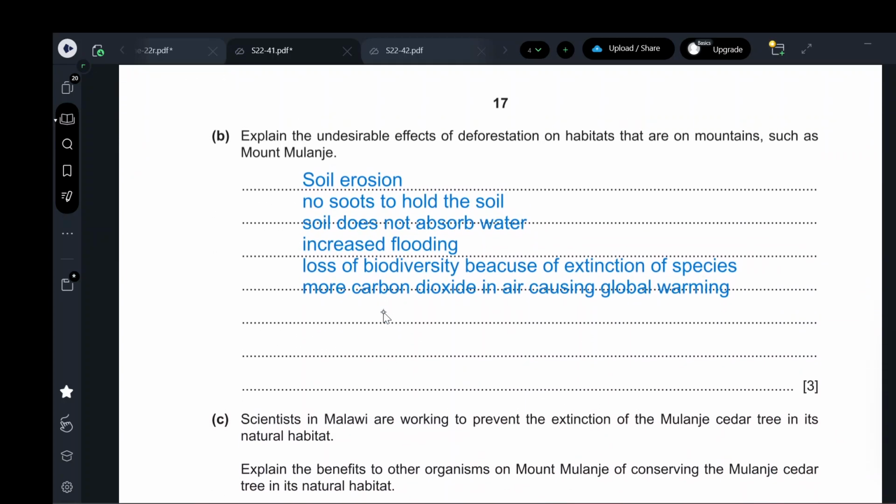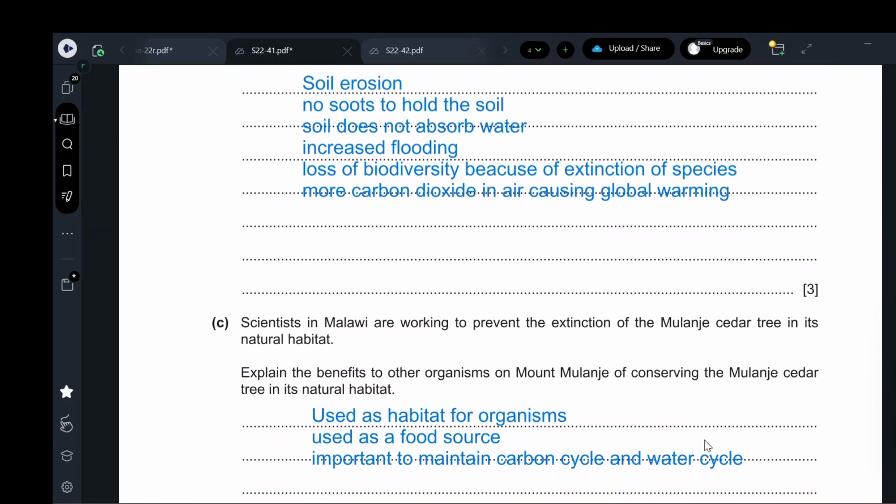Scientists in Malawi are working to prevent the extinction of the Mulanje cedar tree. Explain the benefits to other organisms of conserving the trees in the habitat. What are the benefits of conserving the trees? The importance of conservation is protecting everything.